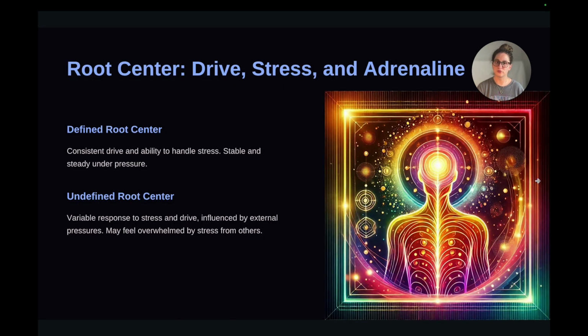All right, the root center, the last center: drive, stress, and adrenaline. A defined root center is going to have consistent drive and an ability to handle stress. They're stable and steady under pressure. This is the person that you want as your ER doctor. Nothing's going to faze them. They're just going to do exactly what needs to be done under pressure, no matter what. They can handle it. An undefined root center is a variable response to stress and drive, and they're influenced by external pressures, so they might feel overwhelmed by stress from others.